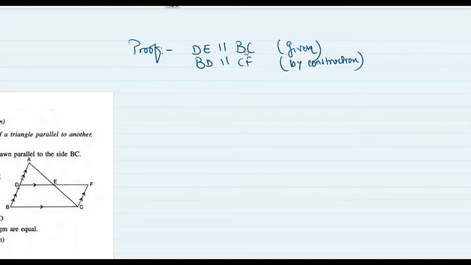ओके, सो DE पैरेलल टू BC गिवन है, BD पैरेलल टू CF. इसलिए मैंने यहाँ पे डायग्राम साइड में रखा है ताकि हम लोग जो भी यहाँ पे लिख रहे हैं, वी कैन कंफर्म विद द डायग्राम. प्रूफ तो मैं पूरा लिख रहा हूँ, डायग्राम साइड में है तो हम देख सकते हैं. ठीक है, सो DE पैरेलल टू BC, BD पैरेलल टू CF बाय कंस्ट्रक्शन. ये सब जो भी है वो हमारे सामने इंफॉर्मेशन है.